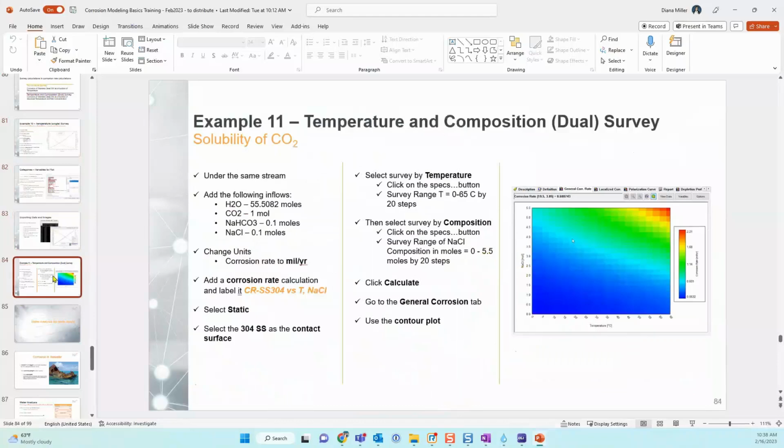The next example I have is, okay, what if now, rather than just changing temperature, I also want to change the concentration of sodium chloride? What happens to the corrosion rate if I start increasing the salinity of my solution, and at the same time, I increase the temperature? So that's what I call a dual survey, and that's what we're going to learn how to set up in here.